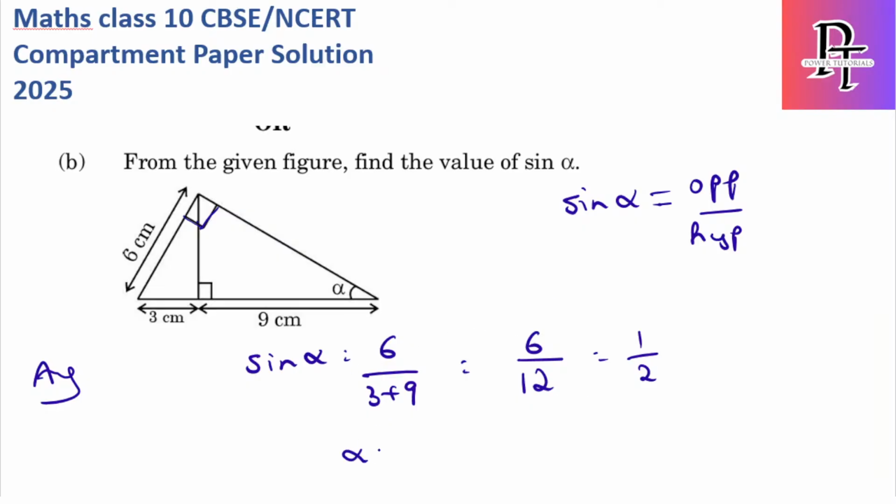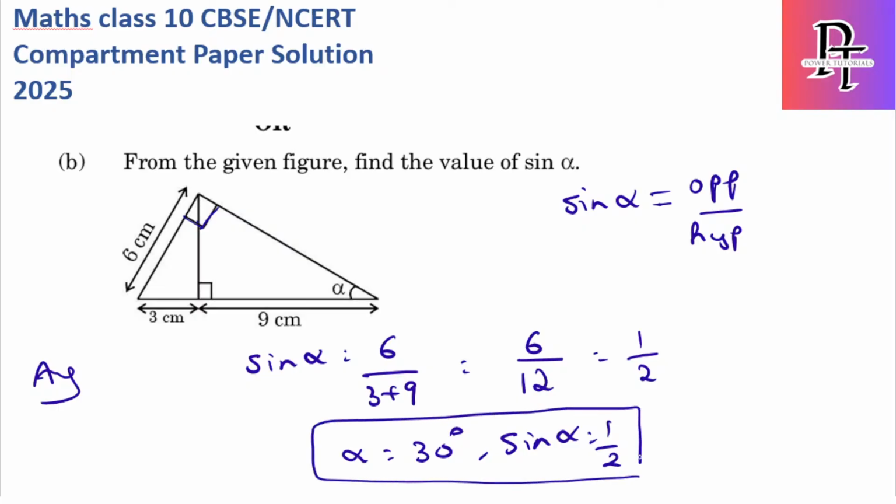If they ask, you can also write the alpha value as 30 degrees, because sine alpha is 1 by 2 and sine 30 is 1 by 2. That is just an extra value, but till this point it is clear. They have given you this question for 2 marks, but I can say this is easily like a 1 mark question, because they are just asking sine alpha, which is opposite side by hypotenuse.